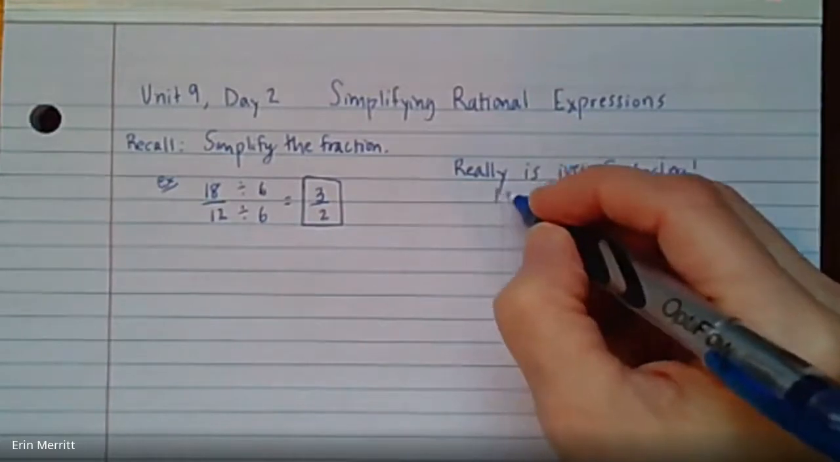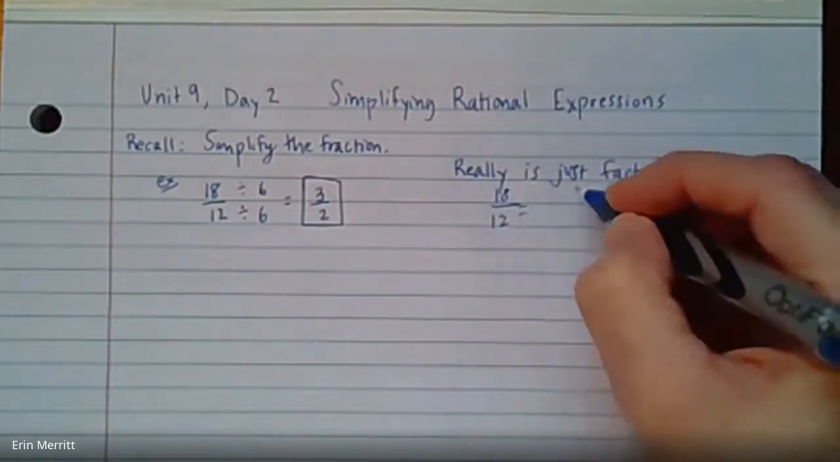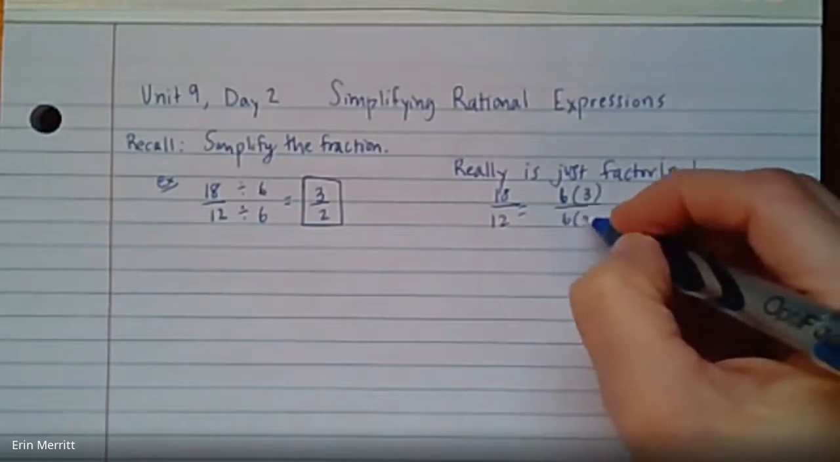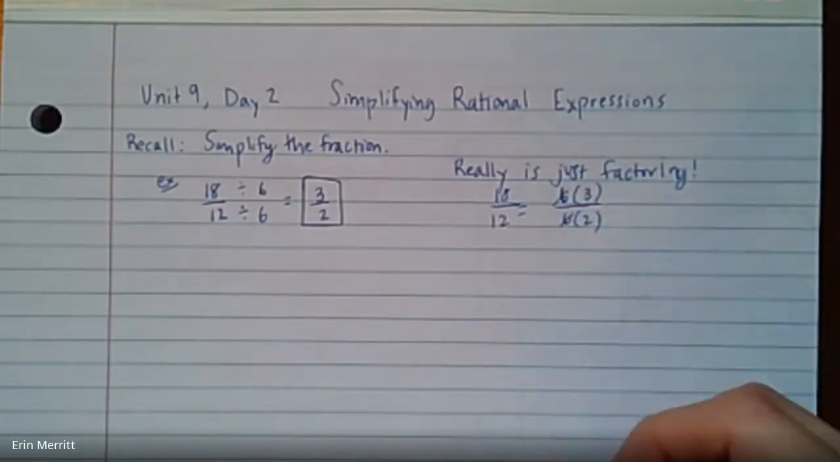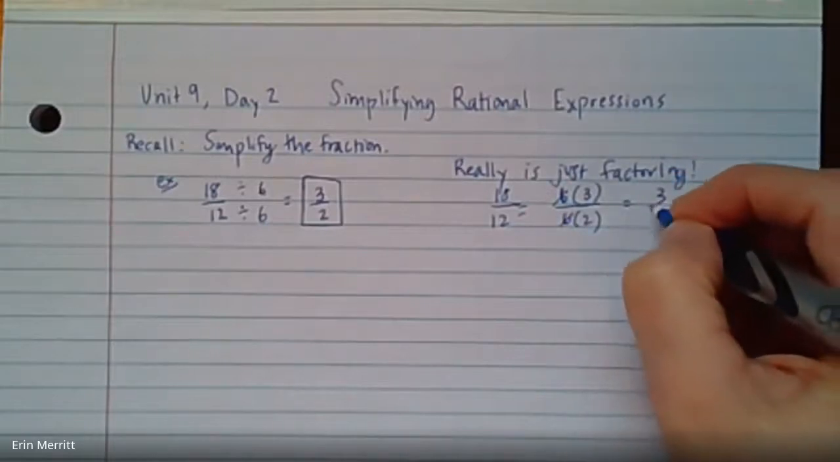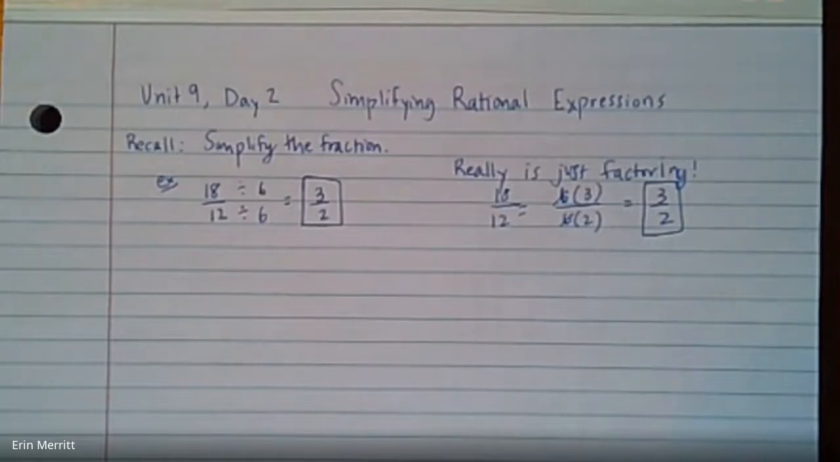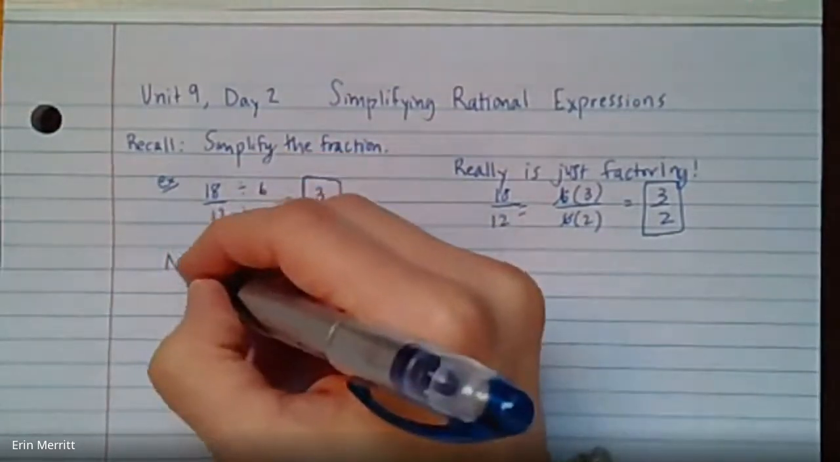And so if we said, okay, let's take 18 over 12, I can break that down into 6 times 3 and into 6 times 2. And then you can simplify out or divide out that common factor and be left with 3/2, right?